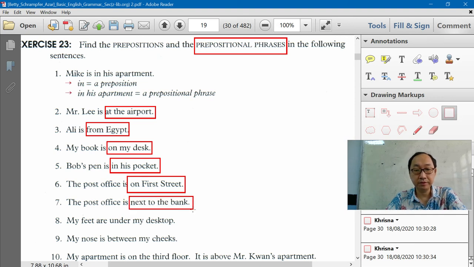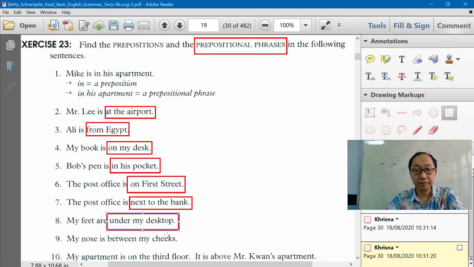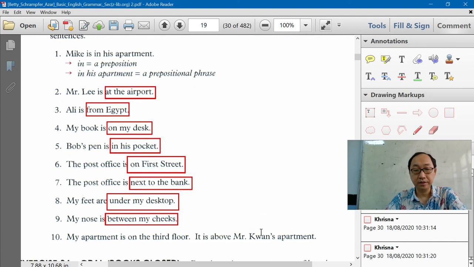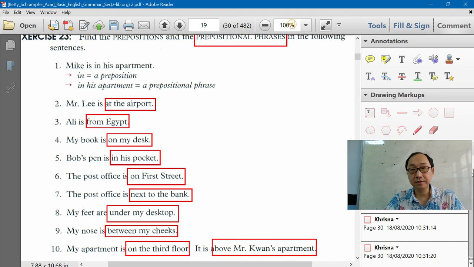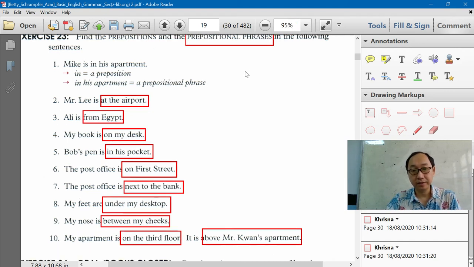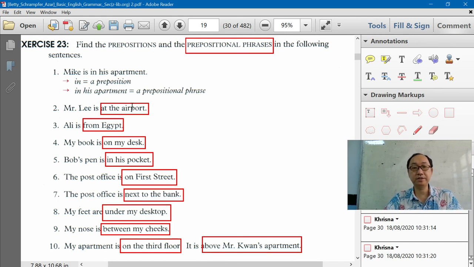Next to the bank, prepositional phrase. Another, under my desktop, prepositional phrase. Between my desk, and then on the third floor. The phrases above are prepositional phrases. Yeah, so those are called prepositional phrases. Those are the examples of the prepositional phrase.